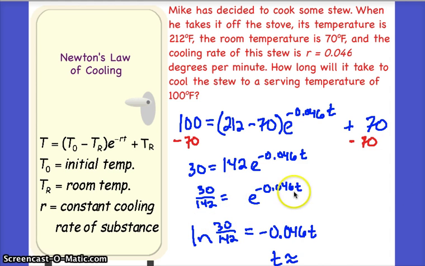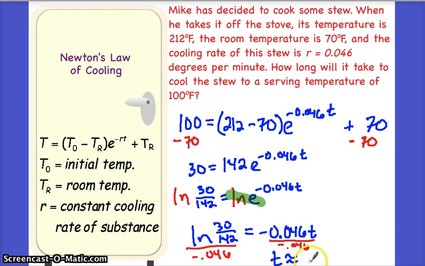Then I've got e to the power, and remember we want to get that variable out of the exponent. So the best thing to do is to take a logarithm that'll cancel base e. Remember, the natural log cancels base e. So once we've gotten rid of that log base e of e, I now have the natural log of 30 over 142. And the last thing I need to do is just divide away my 0.046. So divide that left side by negative 0.046.